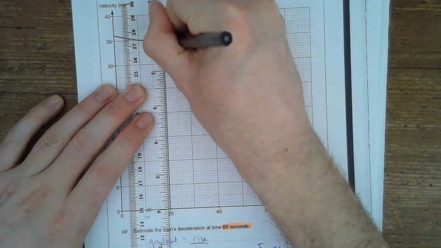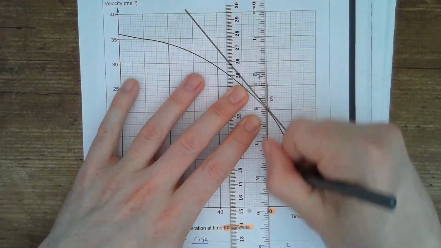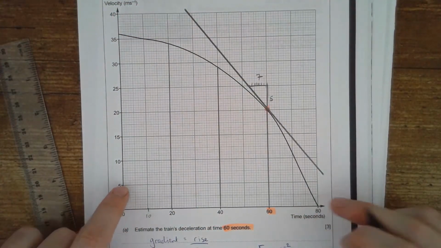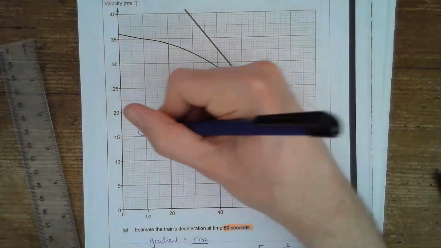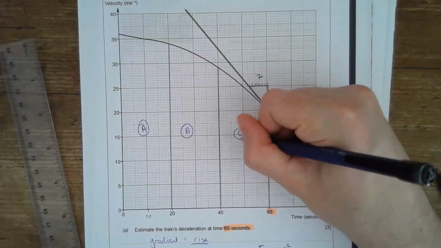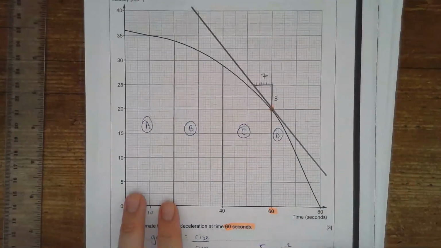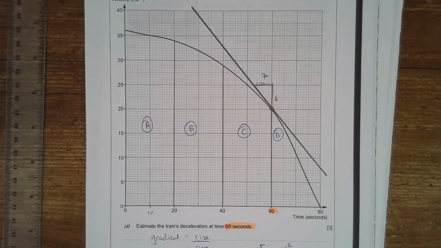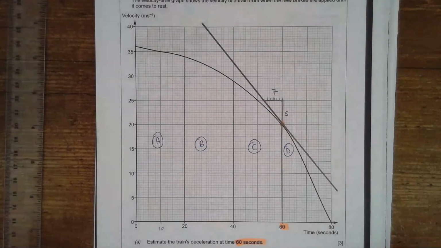So 1, 2, 3. Don't need to do it at 0 or 80 because they're already there for us. And then we've got 4 strips. So we're going to call that A, B, C, and D. Okay, the one thing I will say is that those 4 strips are quite wide. You usually have them a bit smaller to be more accurate, so it's not going to be hugely accurate. It wouldn't surprise me if that was a question that comes up.